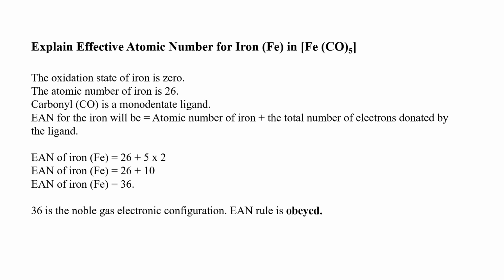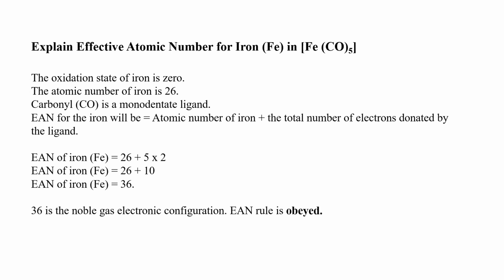Look at the metal carbonyl, iron pentacarbonyl. The oxidation state of iron in iron pentacarbonyl is 0. In most metal carbonyls, the oxidation state of the central metal atom is 0, so we don't need to subtract any number from the atomic number. The atomic number of iron is 26.